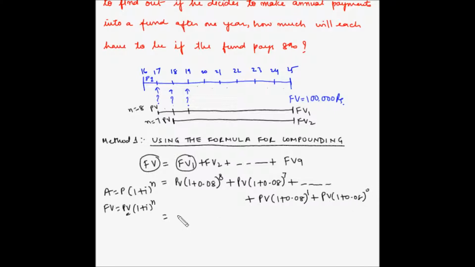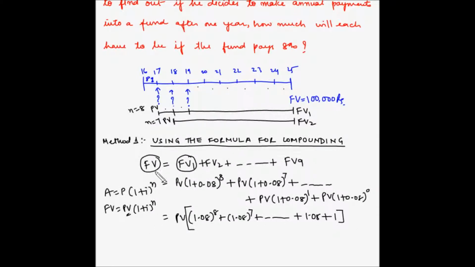So here we can take PV as common. So we get 1.08 to the power 8 plus 1.08 to the power 7 and so on, plus 1.08, which is this value here, plus 1. So anything to the power 0 is 1.